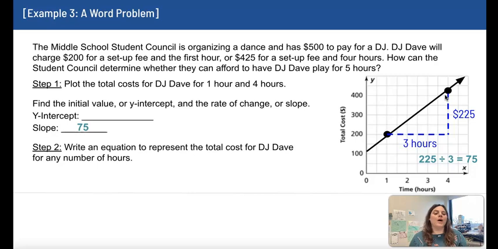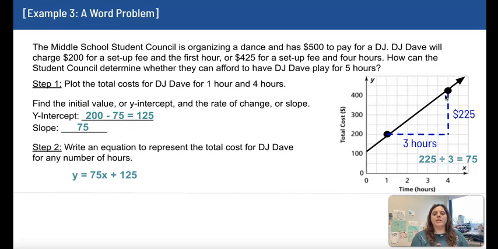Now we have to find that y-intercept, or what is his cost just to do a setup. Well, we know his first one, 1 hour, is $200. So if we subtract off that hour of playtime, 200 minus 75 is going to give us $125. So he charges $125 just for setting up, and then $75 an hour. So we can use our y-intercept and our slope to write the equation of y equals 75x plus 125.